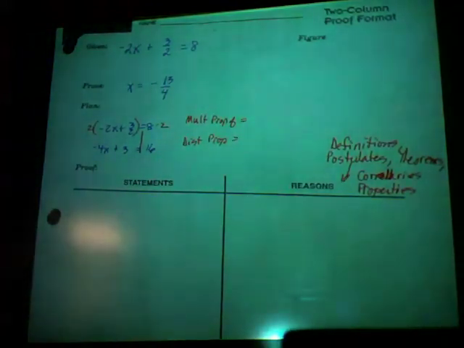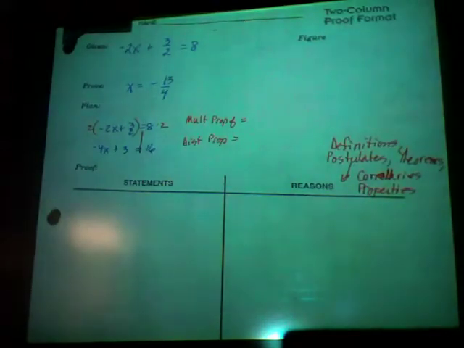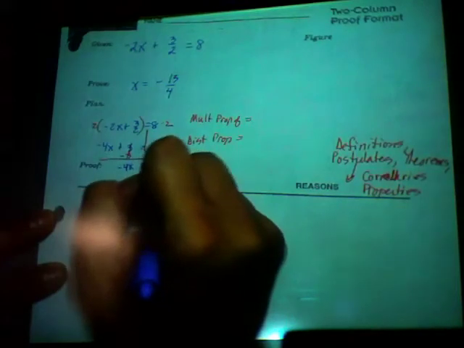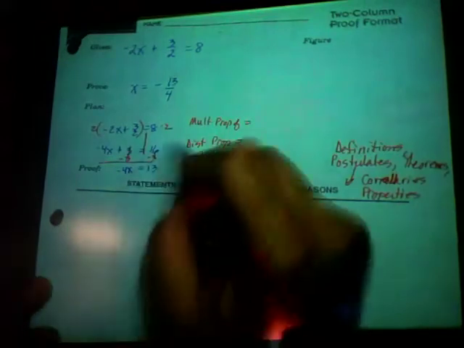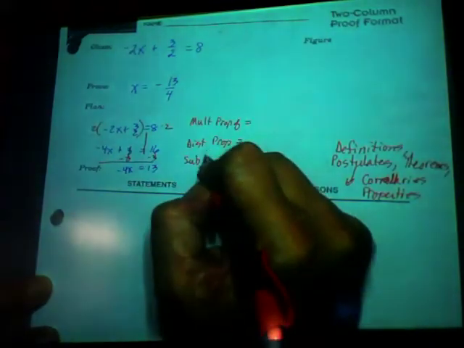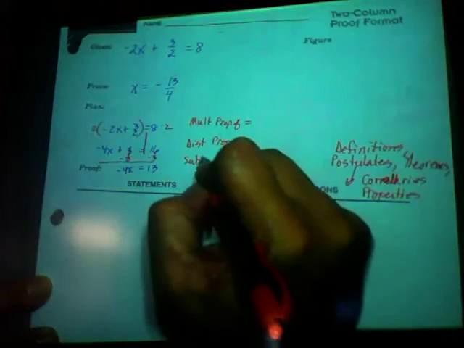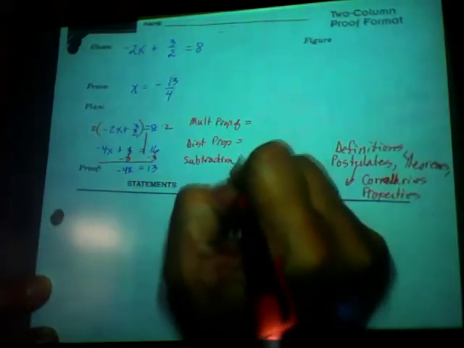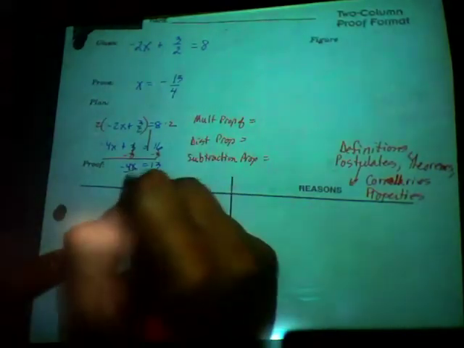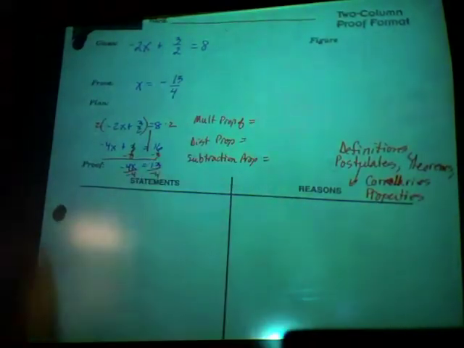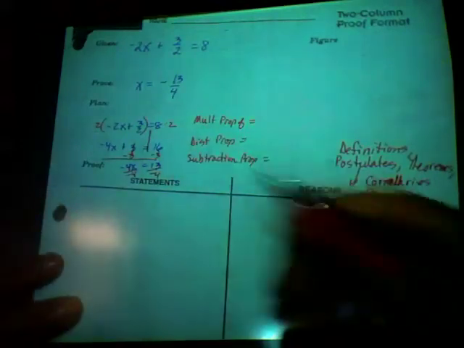I'm just thinking to myself. Then what would you do? Then you would subtract 3. What property would that be? Subtracting 3 would be? Subtraction property. Do not abbreviate subtraction property though, because it looks like substitution, right? And then finally, what would you do? Divide both sides by negative 4. And what property would that be?